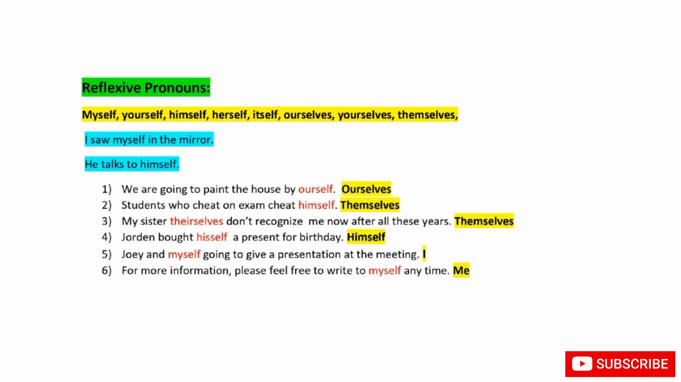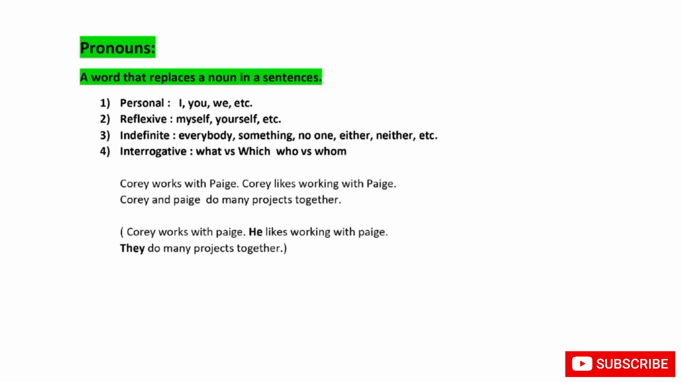So in the first sentence, you have to say, "Joey and I are going to give a presentation at the meeting." And what about in the second sentence? "For more information, please feel free to write to me at any time." It's that simple. So remember to only use "myself" or any reflexive form when the subject and the object are the same. Okay, so let's now move on and talk about indefinite pronouns.